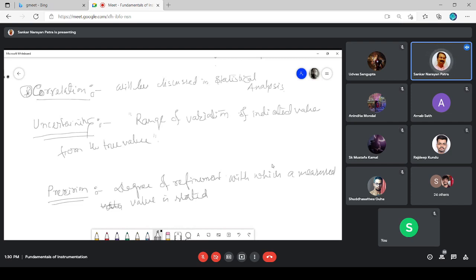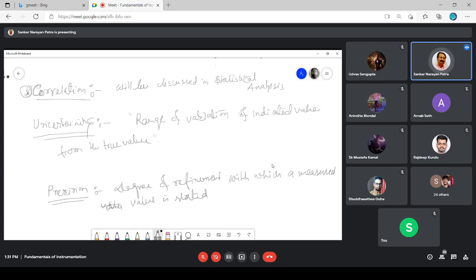Okay, so an accurate measuring system should also be precise, as there is no point in attempting to obtain high precision from an instrument which is inherently poor in accuracy. Okay. So this is all about precision.